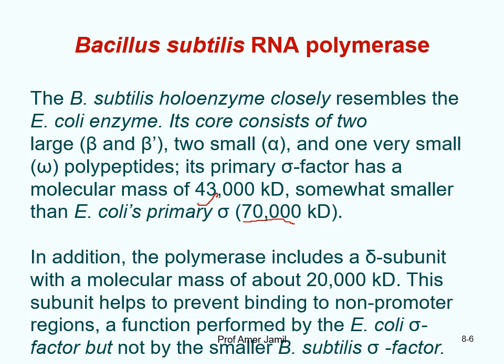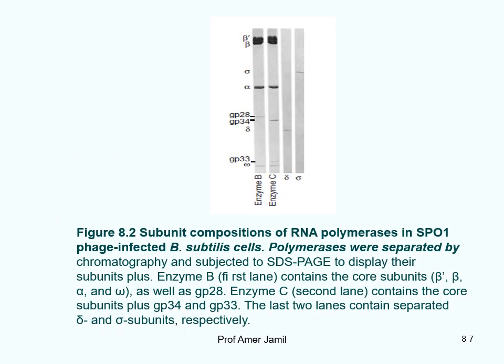And this 20 kD subunit helps prevent the binding to the non-promoter regions, meaning this 20 kD factor along with the 43 kD factor in Bacillus increases the specificity of the RNA polymerase so that it can bind to certain specific places.